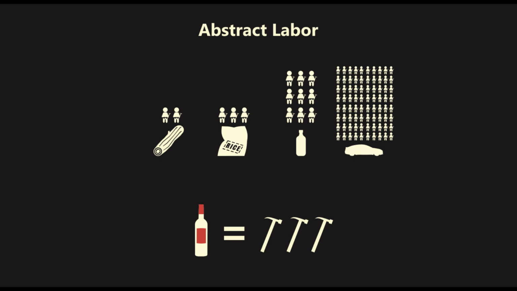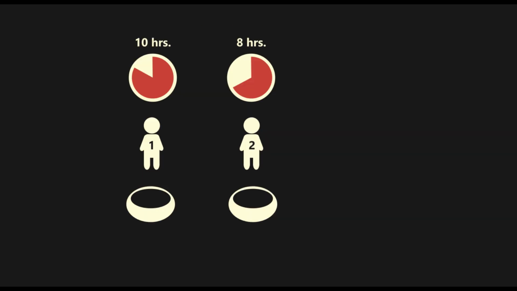Before we discuss value even further, let's consider a final problem with Marx's assertion of labor as a source of value. Consider the situation in which it takes a potter 10 hours to produce a single bowl by hand. It takes another potter 8 hours to produce a single bowl by hand. Does this mean that the first potter's product has more value than the second one?